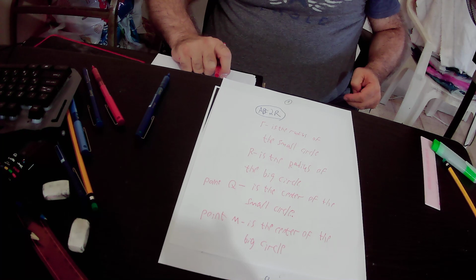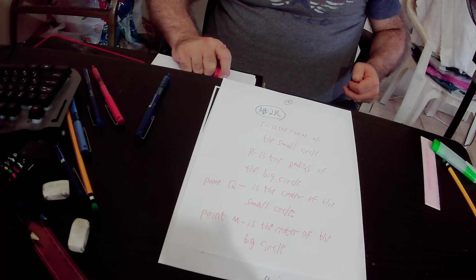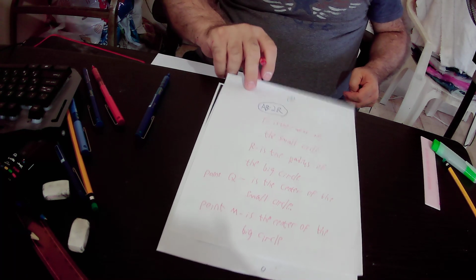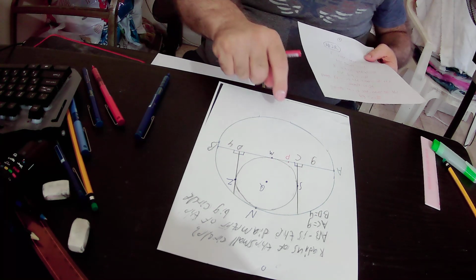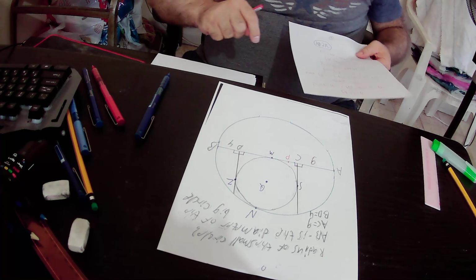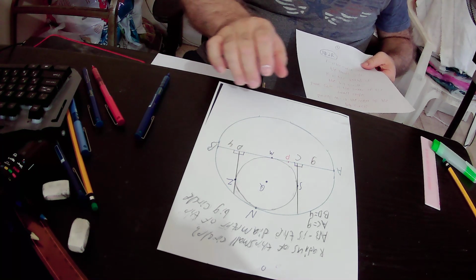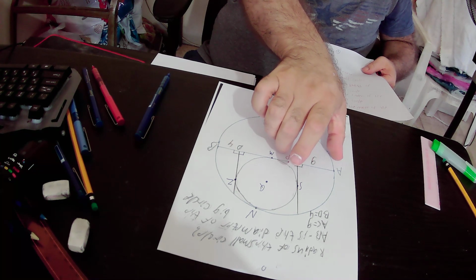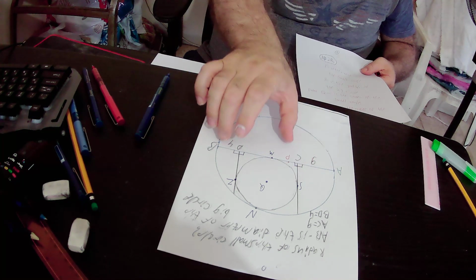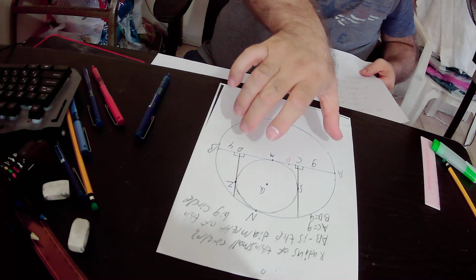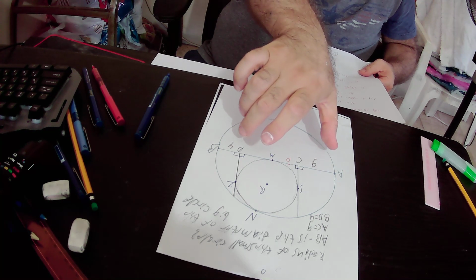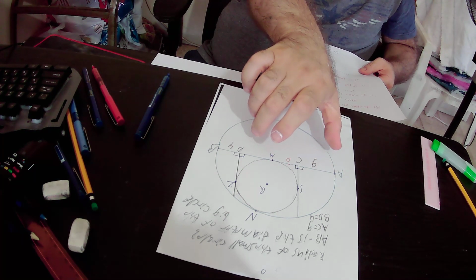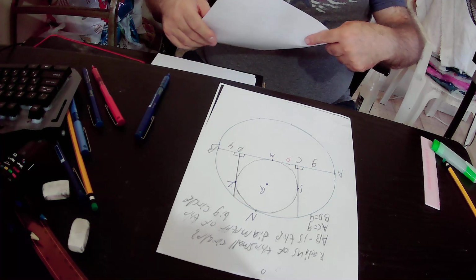Small r is the radius of the small circle, and capital R is the radius of the big circle. Point Q is the center of the small circle, and point P is the center of the big circle. That is to say, AP is capital R, and PB also equals capital R, and AB equals R plus R. That is to say, AB, the diameter of the big circle, equals 2 times capital R. Okay.